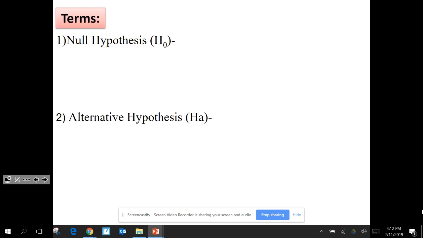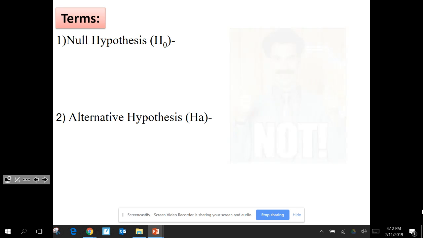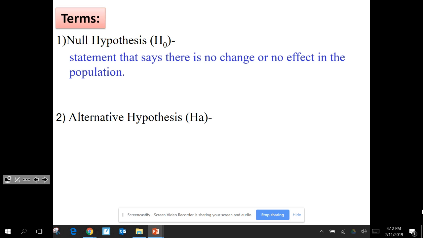Now, a couple terms we have to have. The first one we're going to have is called the null hypothesis. Null just means nothing. There's nothing there. So the null hypothesis, there's nothing happening. That just means that it's a statement that there's no change or no effect in the population.